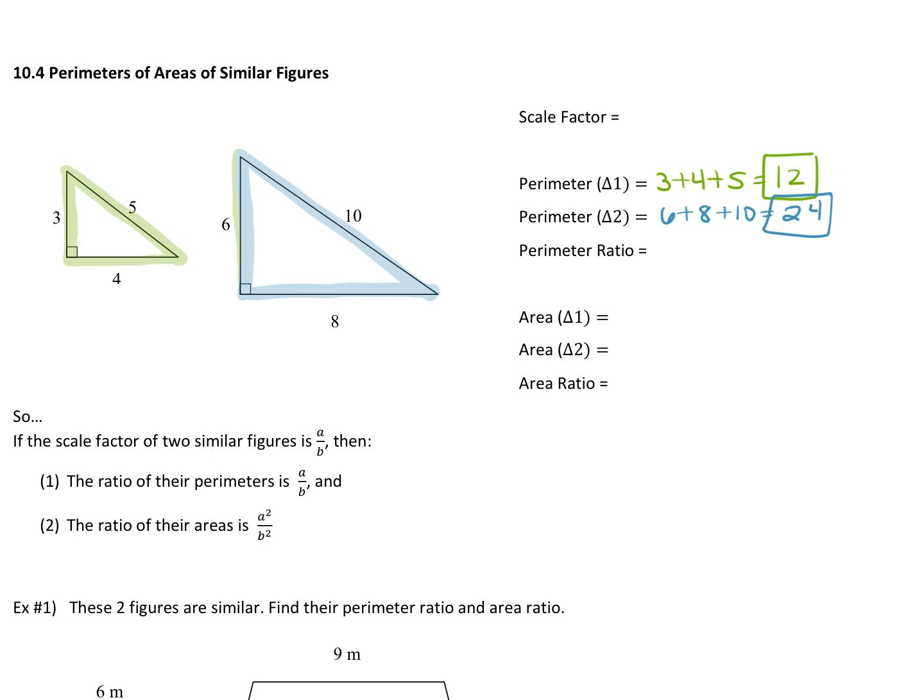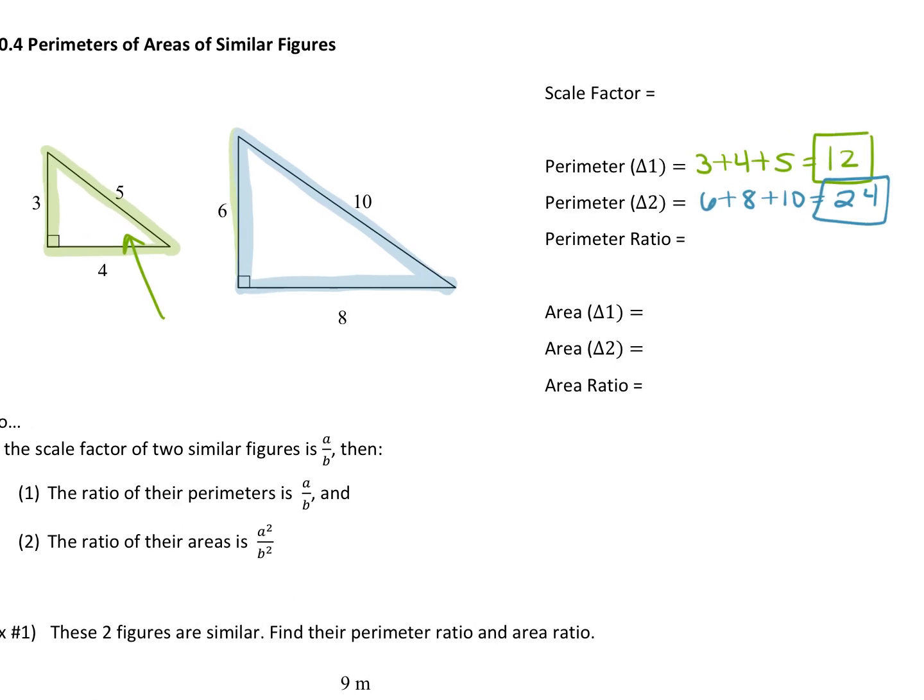How do you find the area of this green triangle? It's not base times height. What's the area of a triangle? Area of a triangle is 1/2. Oh, base times height, right? Area of a triangle is 1/2 BH.